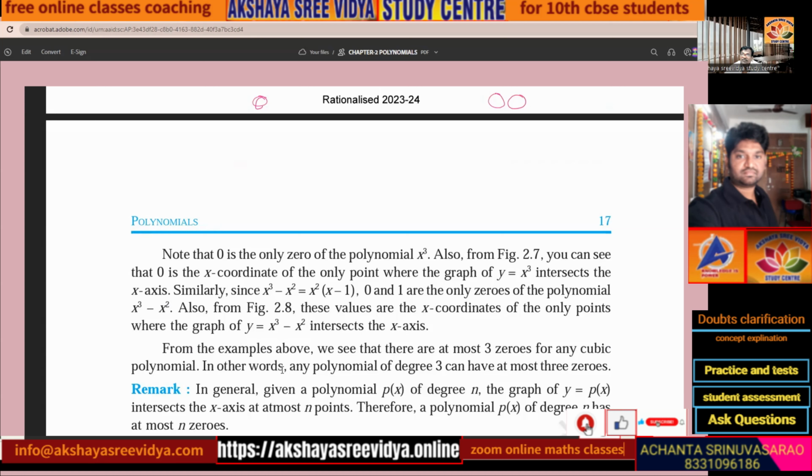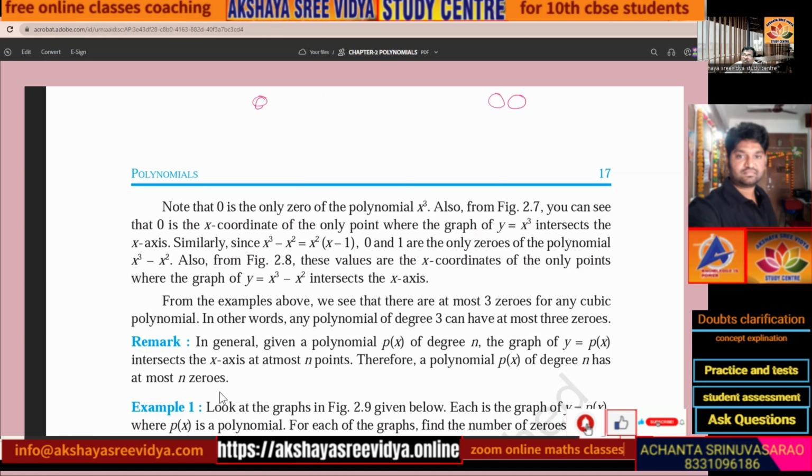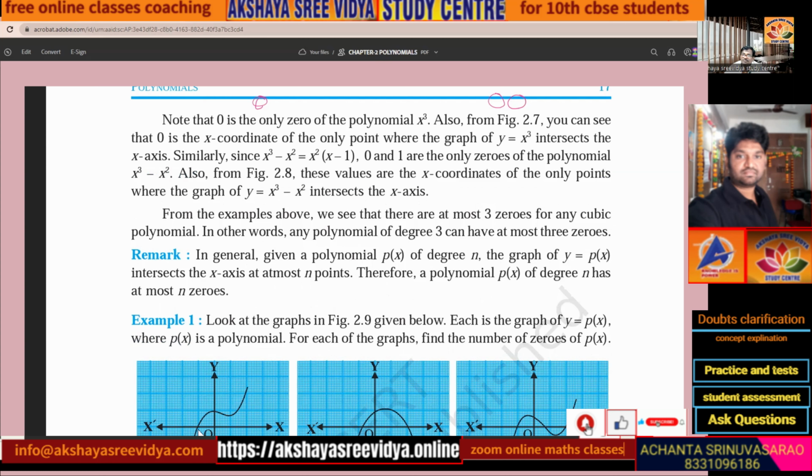From the examples above, we see there are at most three zeros for any cubic polynomial. In other words, any polynomial of degree 3 can have at most three zeros. In general, given a polynomial p of x of degree n, the graph of y equals p of x intersects the x-axis at most n points. Therefore, the polynomial p of x of degree n has at most n zeros.